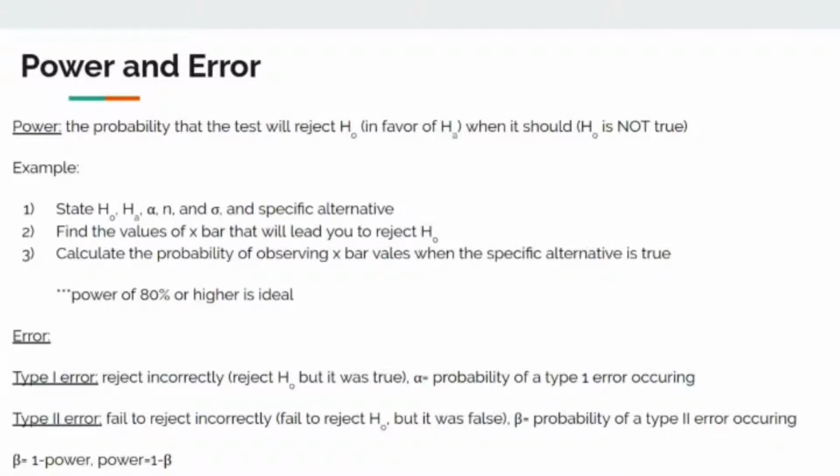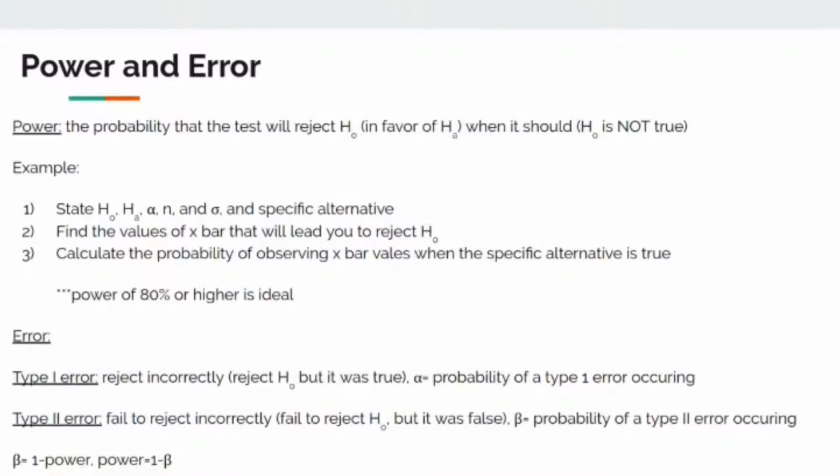And step 2, you should find the values of x bar that will lead you to reject H0. And how you do this is you use the formula z equals x bar minus mu over the standard deviation divided by the square root of n. You plug in all the information and you solve for x bar. Or you can use a calculator and solve using normal cdf. And that would be step 2.